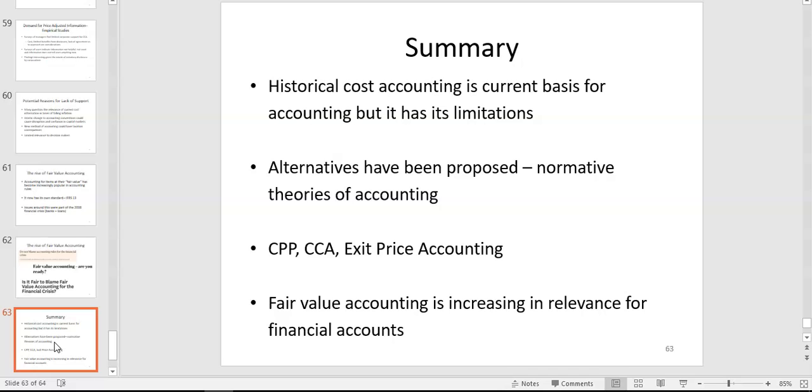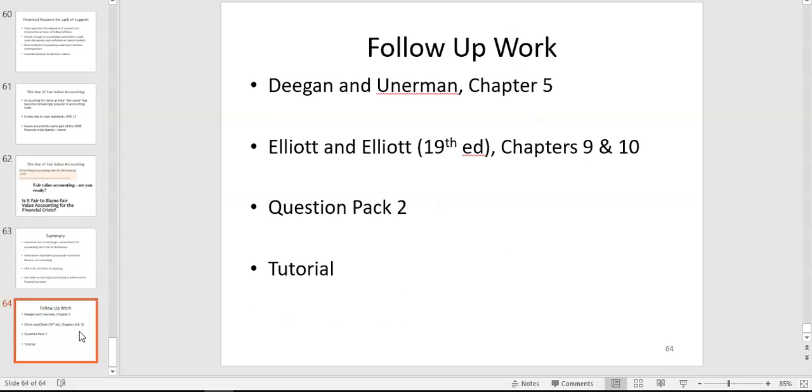And the one to keep an eye out for, you might have a look at recent news articles, and I gave you a couple of headlines there. Just have a look at fair value accounting and the increasing debates around that as a framework and accounting measurement as well. Right. So have a look at the Deegan and Unerman chapter 5. Again, the DCU library is offering a scan and send service, and the Elliott and Elliott textbook should be available as an ebook on the DCU library's website as well.